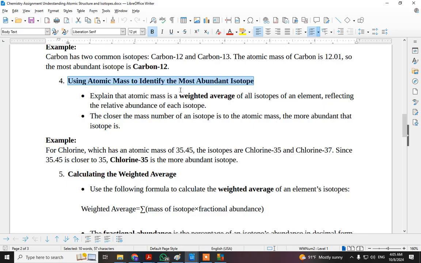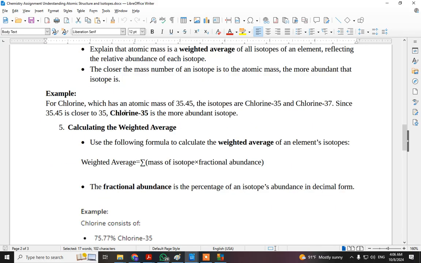Using atomic mass to identify the most abundant isotope, right? You're expected to explain that atomic mass is a weighted average of all the isotopes. So they take all the isotopes and they do a weighted average of them, and they reflect the relative abundance of each isotope as well. The closer the mass of an isotope is to the atomic mass, the more abundant that isotope is, just as we mentioned with carbon 12, right?